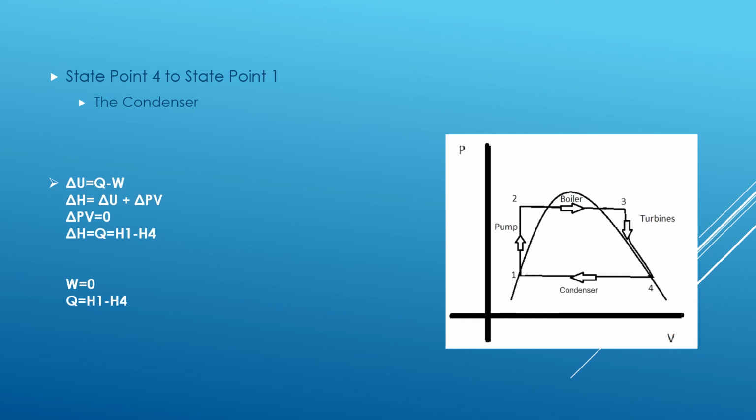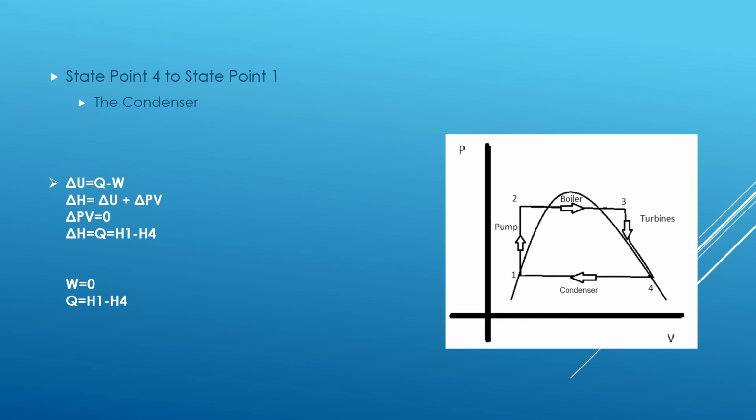For the last part of this cycle, we will be looking at the condenser, which is state point 4 to 1. As you can see, we're still using the equations and assumptions as before, and this time we are also saying that W is equal to 0 because the condenser is only taking heat out of the system and putting it into the surroundings. Therefore, we get that the change in enthalpy is equal to Q, so Q is equal to H1 minus H4.